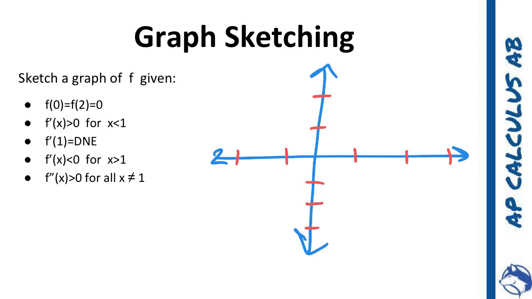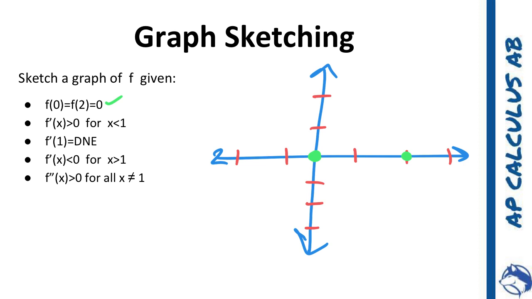Okay, so what they say is that f of 0 and f of 2 are equal to 0, and I'm going to do the graph in green. So I'm going to put those 2 points on the graph right from the get-go. So I'm done with this piece.